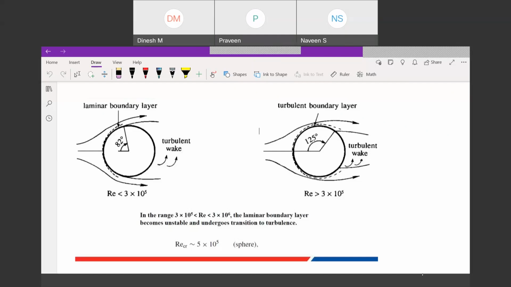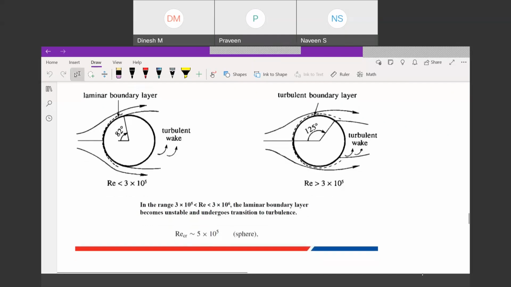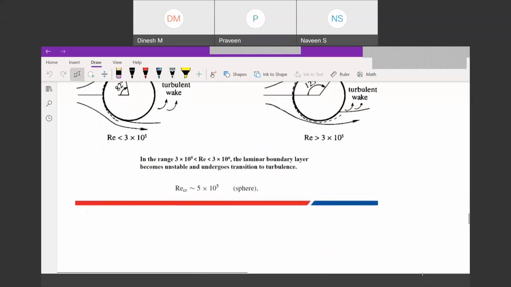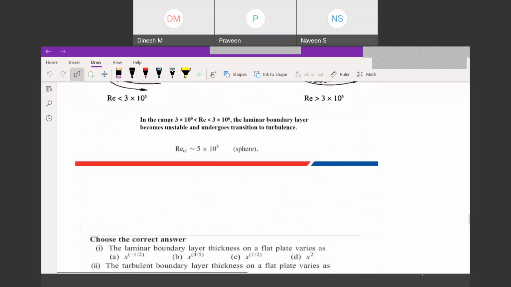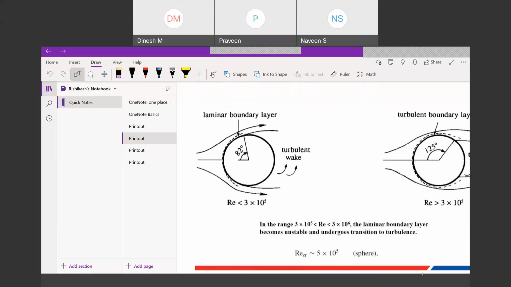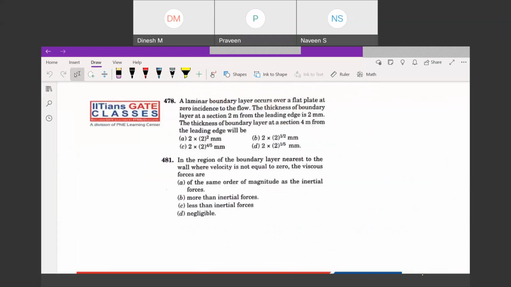Over this one, done. Okay, so this boundary layer is over now. You can solve this question.